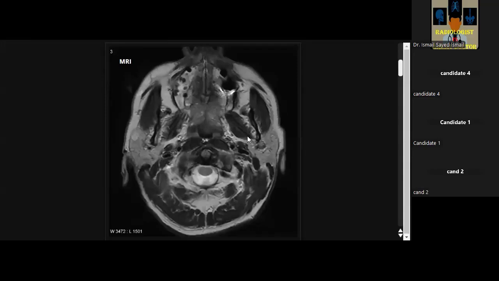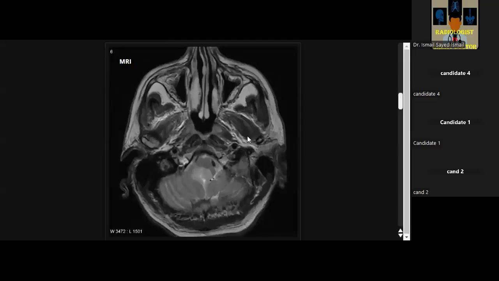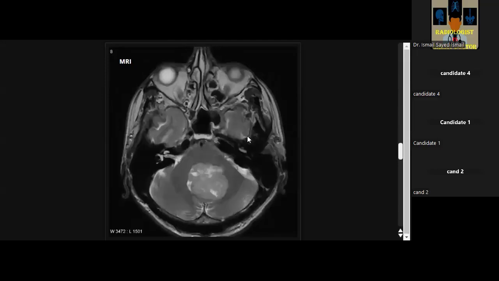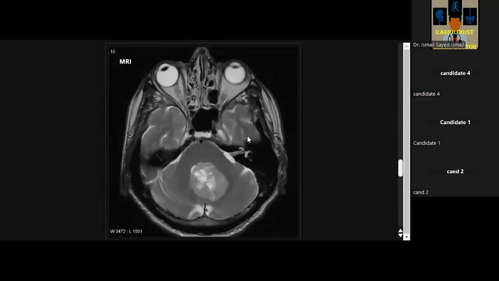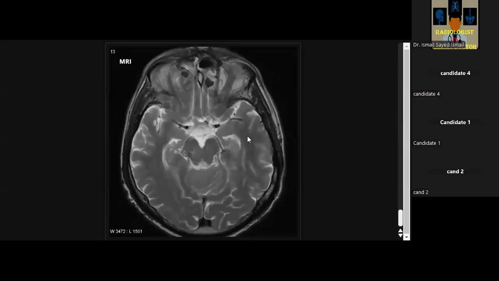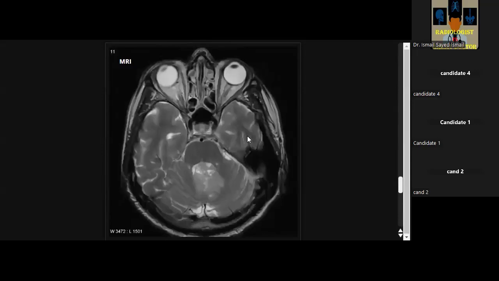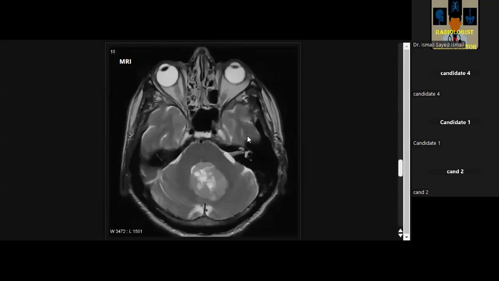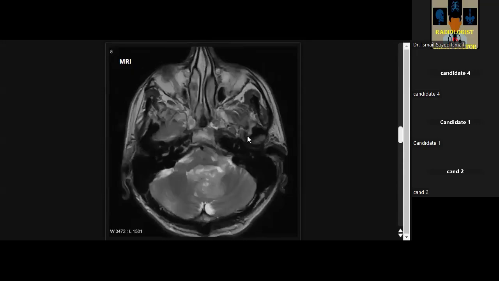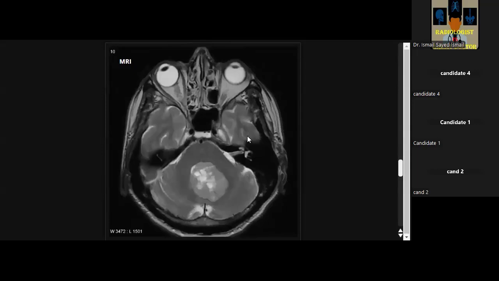So I'm provided with MRI brain axial T2 weighted images. I'm scrolling these images from top to bottom. I can see there is a heterogeneous mass lesion centered in the posterior fossa, predominantly in the fourth ventricle. It is giving a heterogeneous appearance on T2 weighted images with internal hyperintense areas. I can see it is compressing and effacing the fourth ventricle.